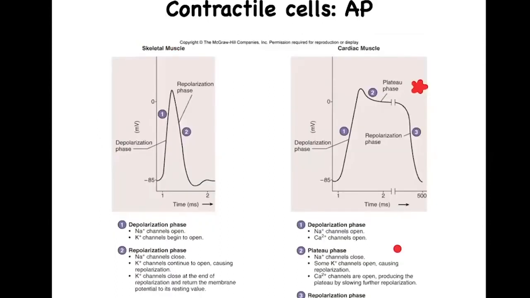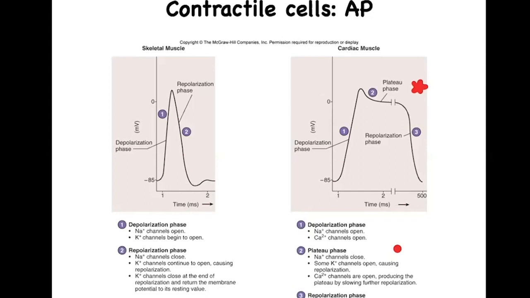Let's look at action potentials within contractile cells. I have a skeletal muscle on the left and a cardiac contractile muscle on the right. So let's start with the skeletal muscle cell. An action potential in the skeletal muscle cell involves depolarization and repolarization.